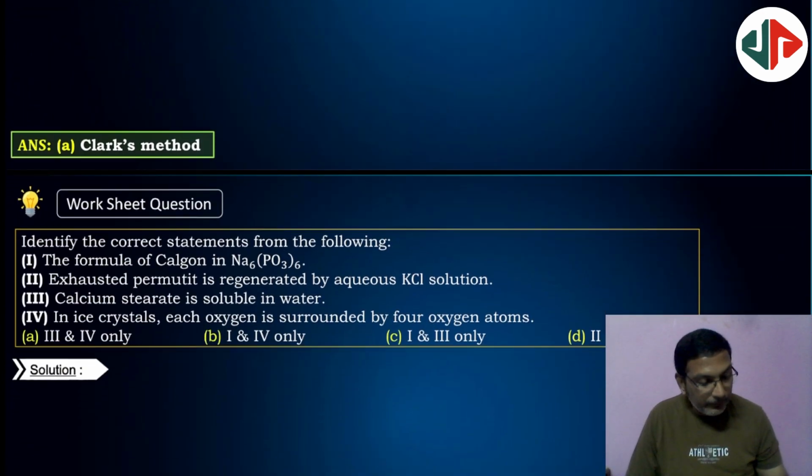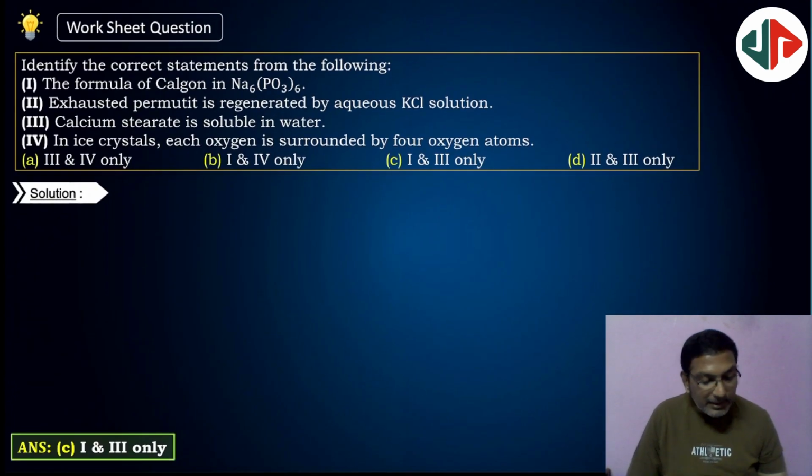Next. Identify the correct statement from the following. Formula of Calgon: sodium hexametaphosphate, Na6(PO3)6. That is correct. Next, exhausted permutit is regenerated by using KCl solution. This is wrong. It can be regenerated by using NaCl solution.